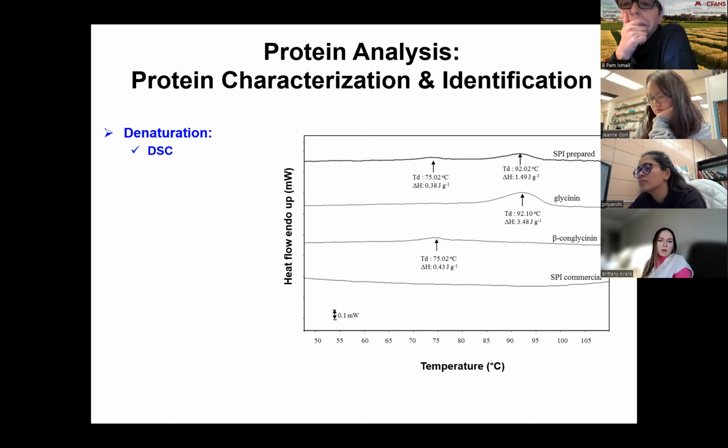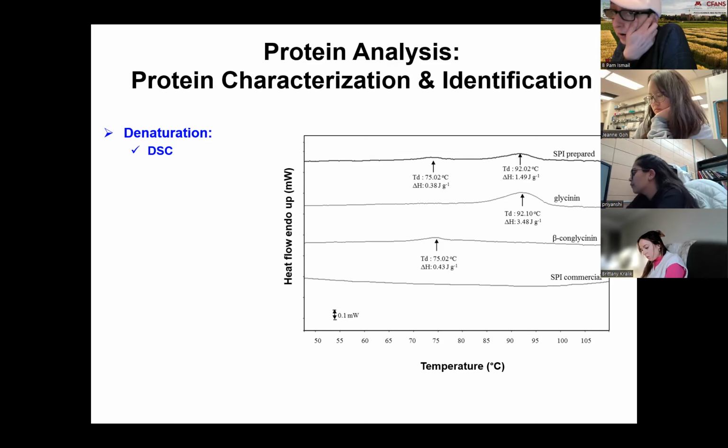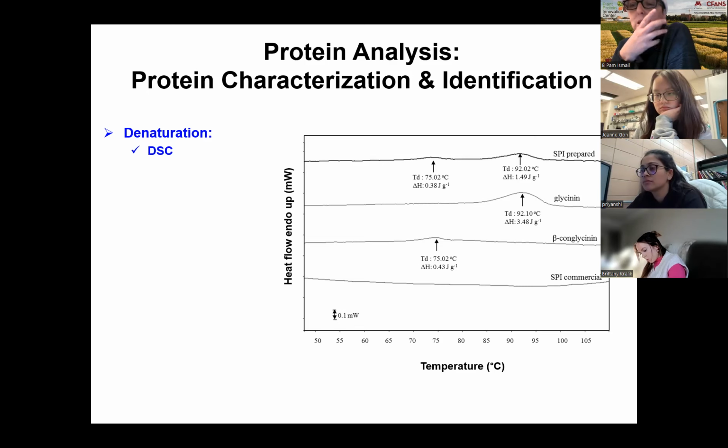Okay, so I understand that our native samples that we prepare in lab will have peaks, like they're not denatured. Why are the commercial samples already denatured just from the processing? Yeah, that's a very good point. SPI, and specifically soy, they heat the protein during production to inactivate trypsin inhibitor. So it has to be heated to a certain level.